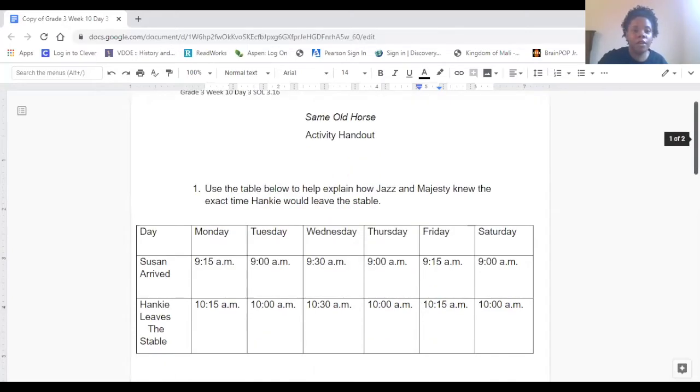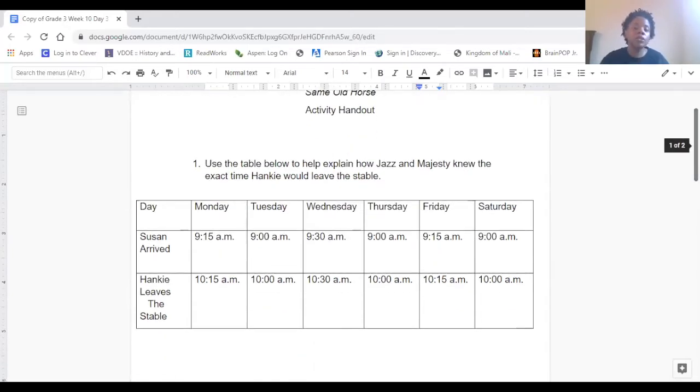Our first solve it problem. Use the table below to explain how Jazz and Majesty knew the exact time Hanky would leave the stable. So what I would like you to do is pause the video right here and write your answer. Remember to explain your thinking. Once you have your answer, continue the video.